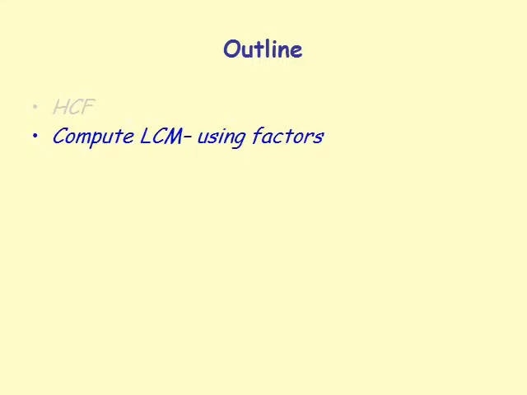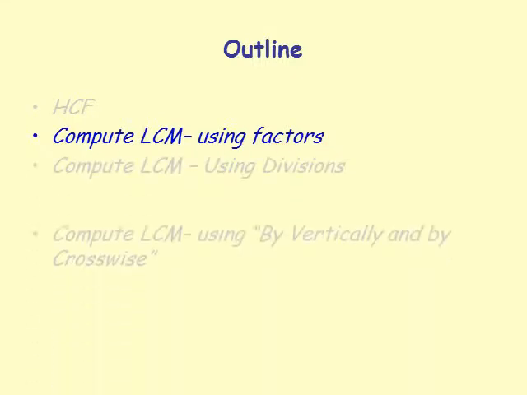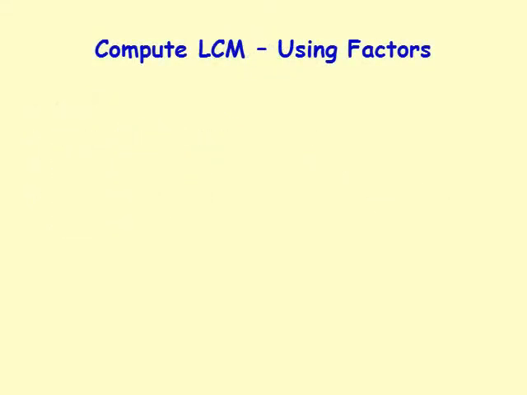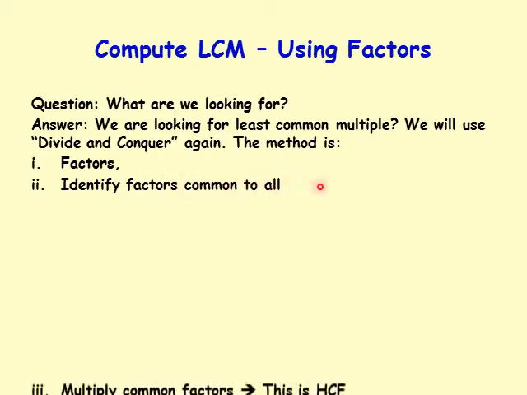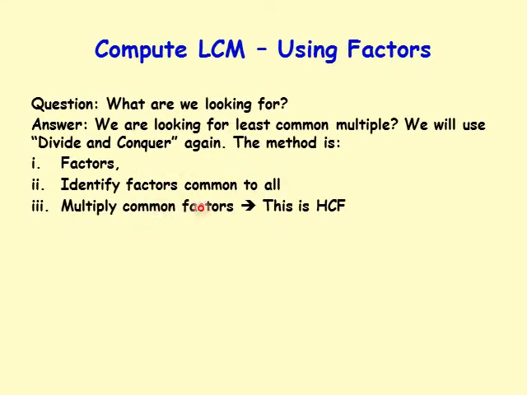Now we'll talk about how to compute LCM using factors. So, what are we looking for here? We're looking for the least common multiple. We'll use divide and conquer again, and this method is we do factors: identify factors common to all the numbers, multiply all common factors, and this is my HCF.